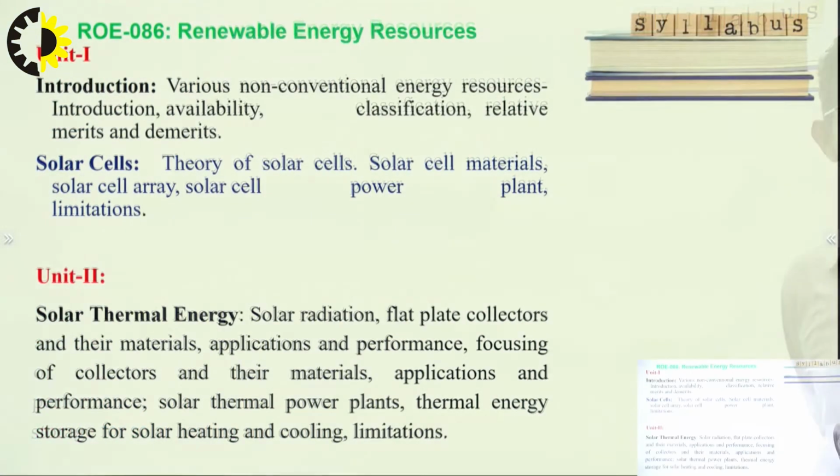Next is solar thermal energy. It covers solar radiation, flat plate collectors and their materials, then applications and performance, then focusing collectors which collect the solar radiation and their materials, then applications and performance, solar thermal power plants, thermal energy storage for solar heating and cooling, and their limitations. This is constituted in unit 2, that is solar thermal energy.